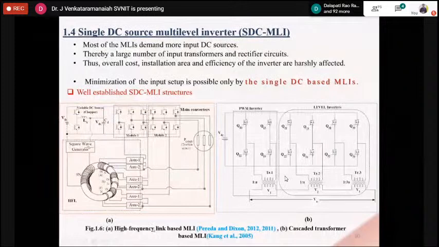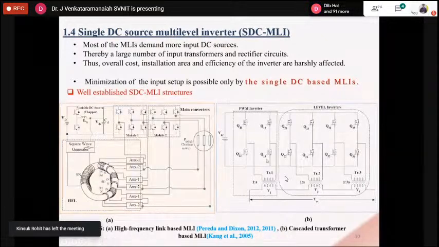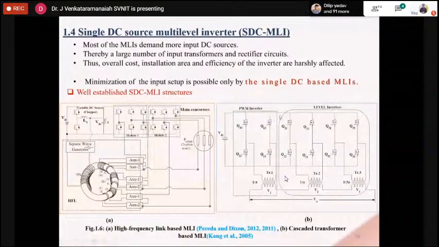Coming to the other kind, this is a cascaded transformer based MLI. Philip Kung-song introduced this topology where he used low frequency transformers at the secondary side. Similar kinds of modules he has used. See this portion, this is one, but his classification in the same topology is a little bit different from the earlier topology.